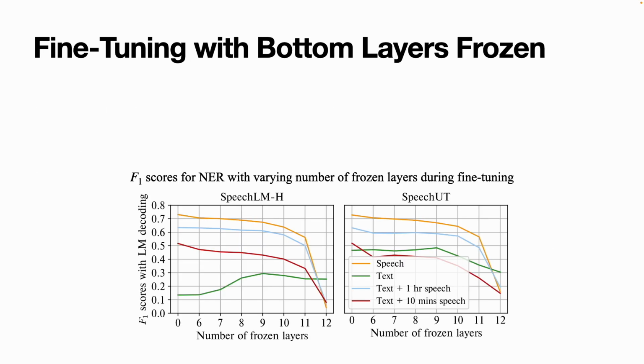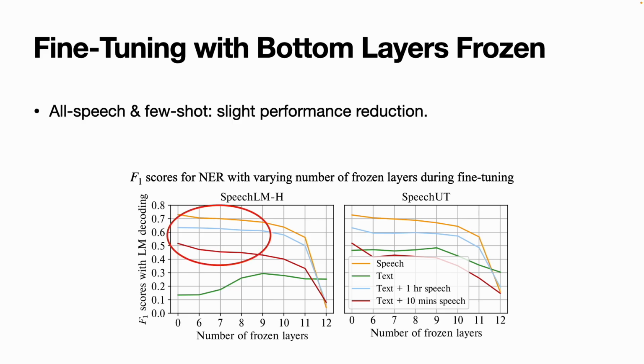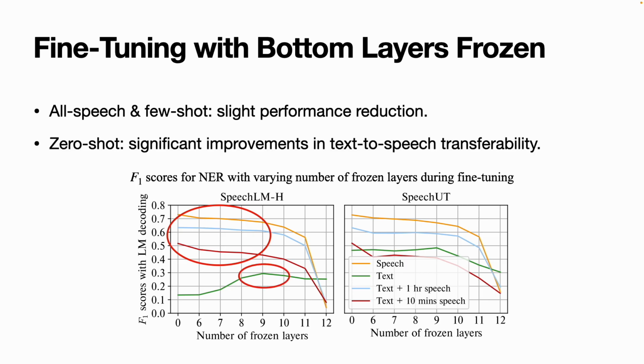This figure shows the result of fine-tuning the model with the bottom layers frozen. The first thing to note is that when we freeze part of the bottom layers in the speech-text model, in the full-speech and few-shot scenarios, we only see a very small performance reduction. On the other hand, for the zero-shot scenario, we see a very significant improvement in the final performance of the models, which shows the model can have better transferability from text to speech when we freeze the bottom layers.